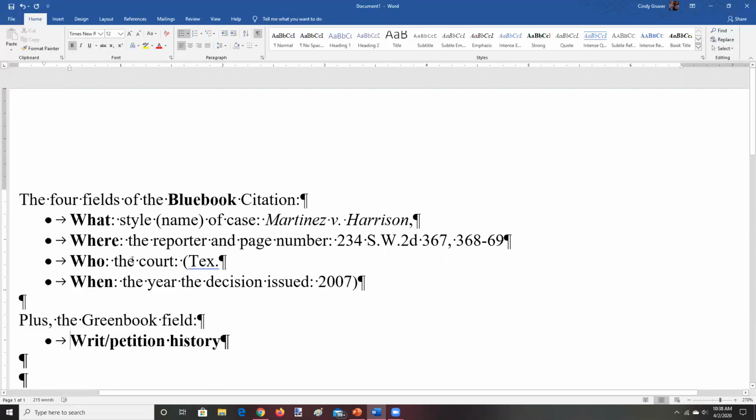Then we're going to go to the where field. And that's going to be the physical location in a printed book. Here I've included a pinpoint cite. You won't always have this. This is the first page of the opinion, and this is the particular part of the opinion we're drawing the reader's attention to. What separates the where field from the who field is the opening of the parentheses. So we know when we see the parentheses, we're done with where, we're moving on to the who field.